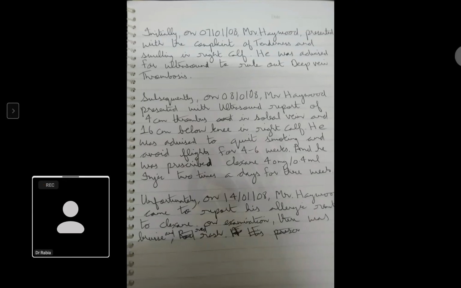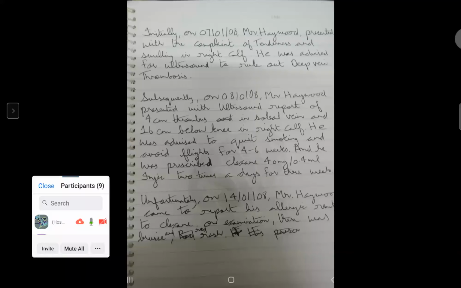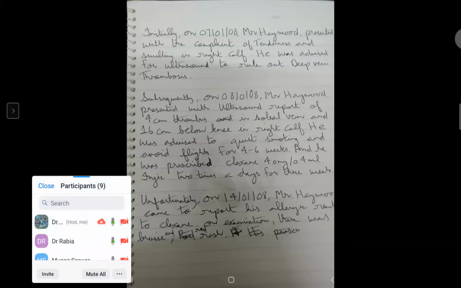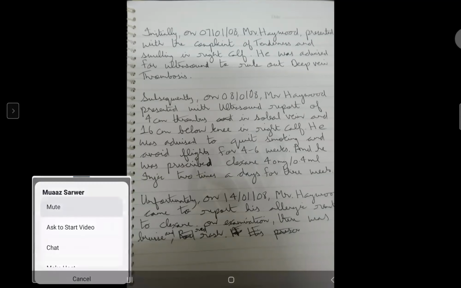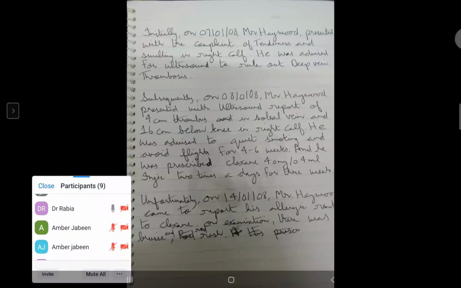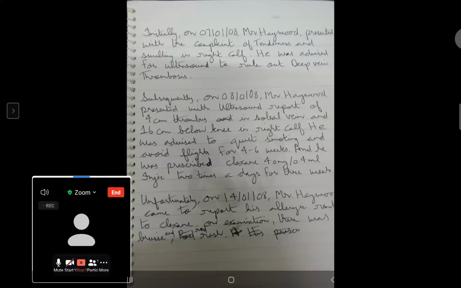One thing you've done good is that you've written how far below it is, because then the doctor knows where it is. You've written it specifically, which is good. He was advised to quit smoking and avoid flights for 4 to 6 weeks, and he was prescribed Clexane injections. Name should be written completely, and it should not be written with a capital I. It should be written with a small I. Okay, and he was prescribed Clexane and all of this.